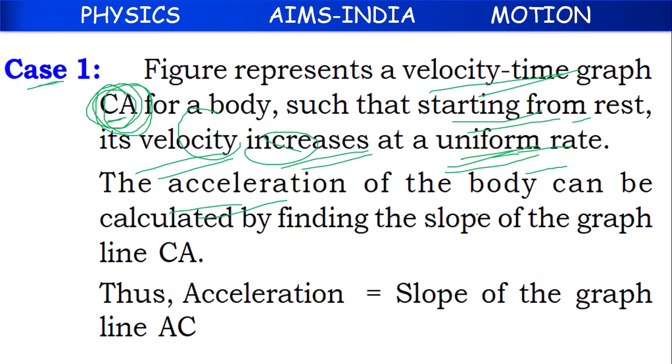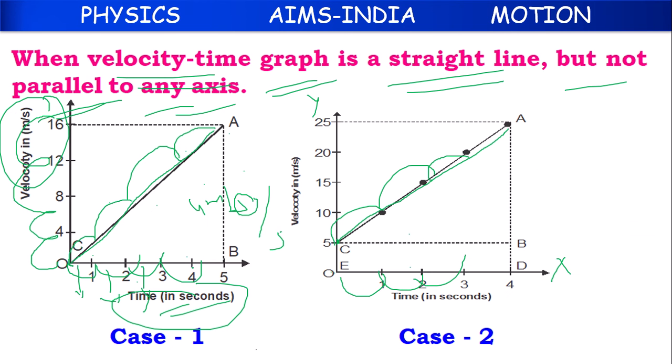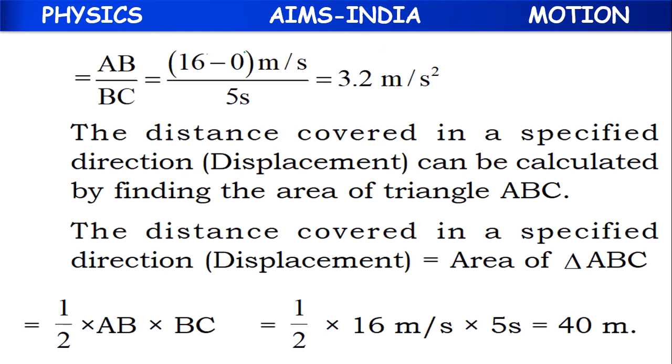So the acceleration can be calculated by finding the slope of the graph. Acceleration is nothing but the slope of graph AC. Slope of graph AC is y value by x value. The y value is equal to AB and the x value is equal to OB. So AB by OB, where AB, the change in velocity, is 0 to 16, and OB, the time interval, is 0 to 5 seconds. So 16 minus 0 by 5, which is equal to 3.2 meter per second square.